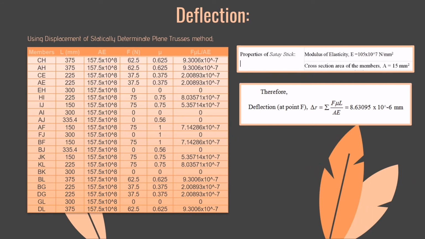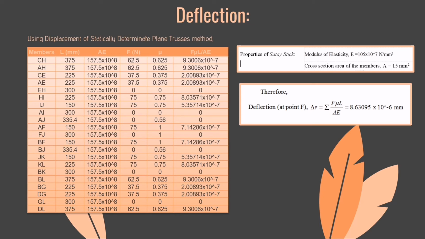Okay, we move to the next step. Find the deflection by using the displacement of statically determinate plane trusses method. We need to substitute all the values that we found before into the table. The formula of deflection is that deflection at point F is equal to the sum of F times mu times L over A times E. F stands for external forces, mu stands for internal forces, L stands for length, A stands for cross-section area of the members, and E stands for modulus of elasticity. The value of A is equal to 15 millimeters squared and the value of E is equal to 105 times 10 to the power of 7 Newton per millimeter squared.